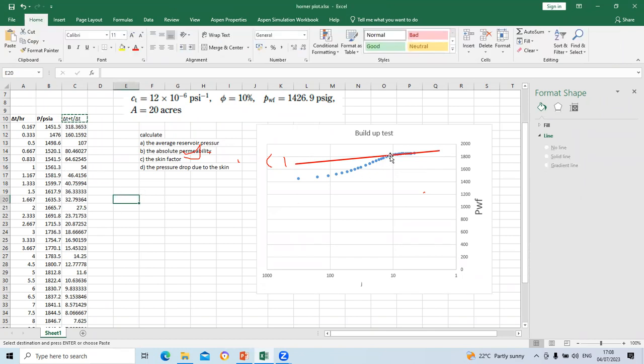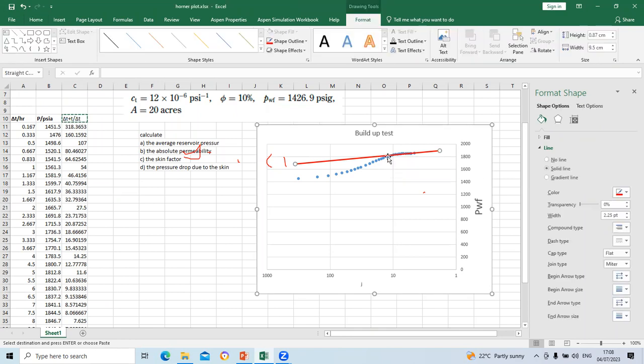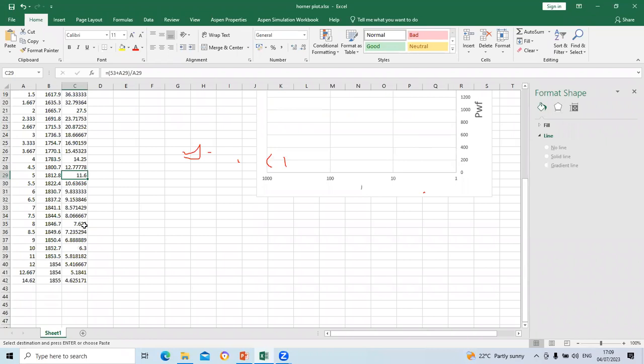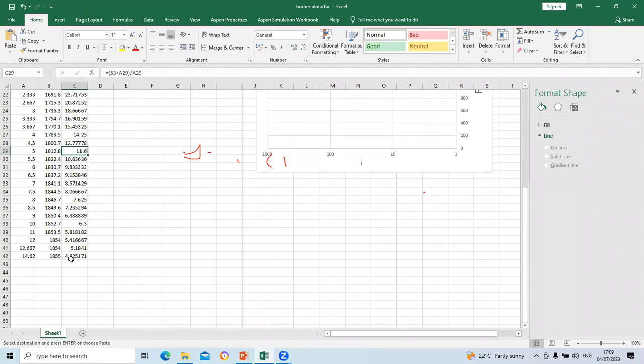So if I put my point here, I am seeing it at a time of 11.6. Then if I put it here, I'm seeing it at a time of 4.2. So it starts from 11.6 and ends at 4.6.